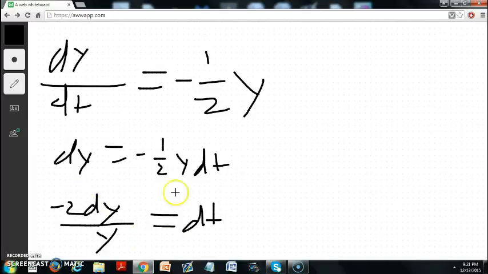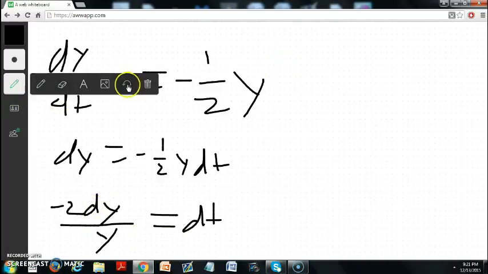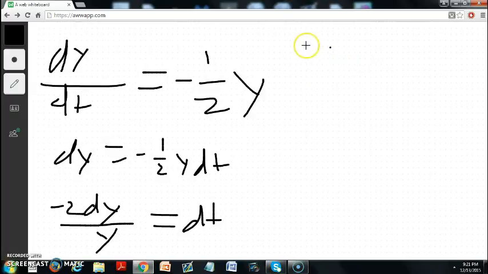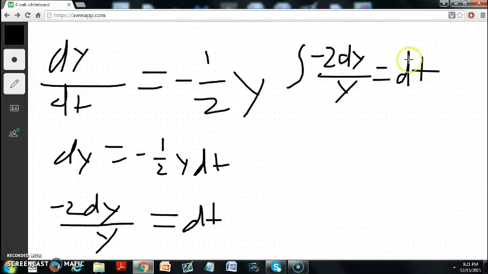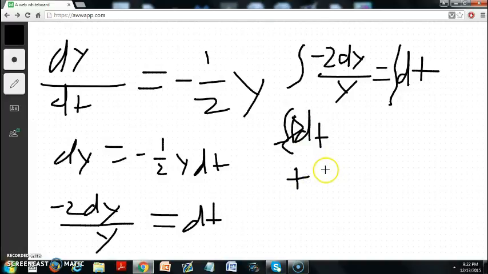The next thing that you do is integrate both sides of the equation. So you'd have the integral of negative 2 dy over y is equal to the integral of dt. Let's start with the easy part first, and do the integral of dt. Technically it's 1 times dt, but this doesn't matter. The integral of this would be just t, but never forget to add your constant at the end, so it would be t plus a constant, which we'll call constant 1.